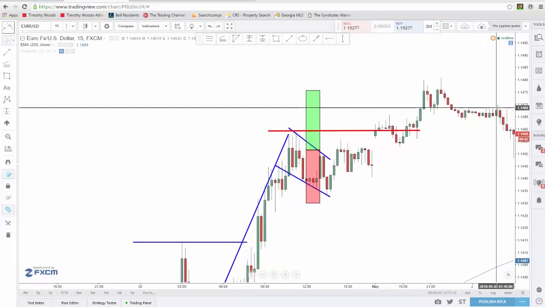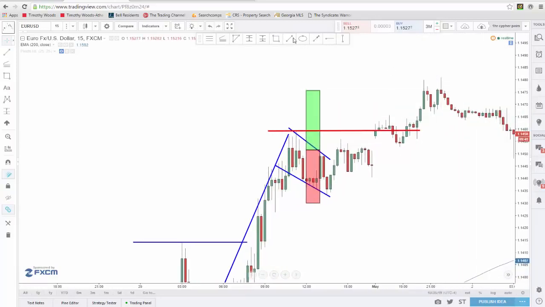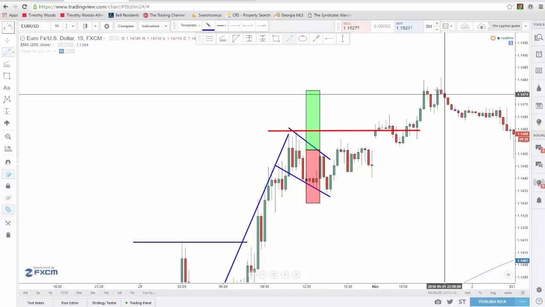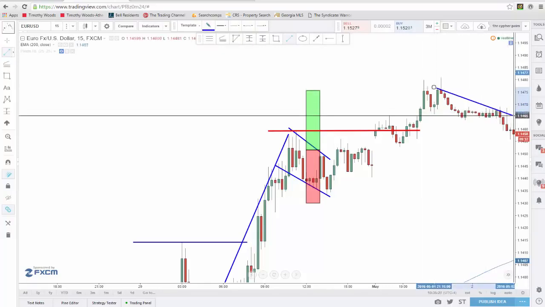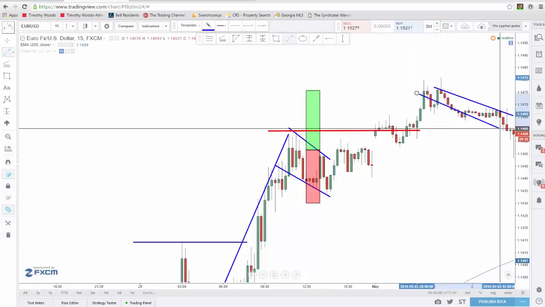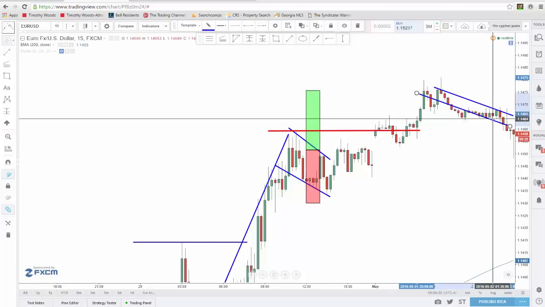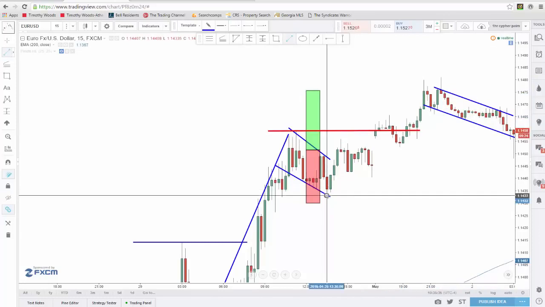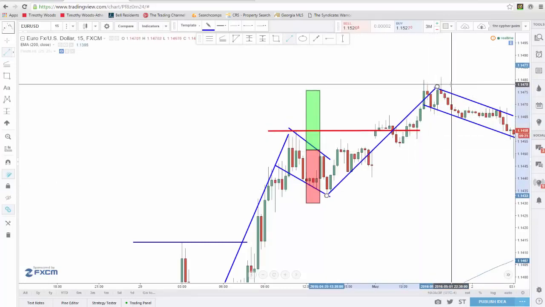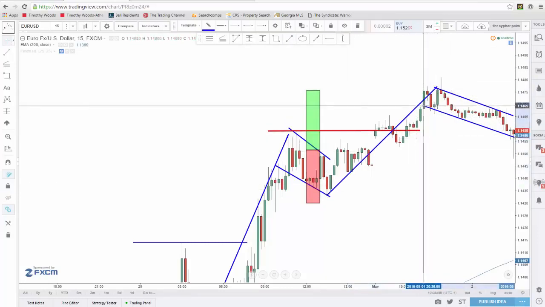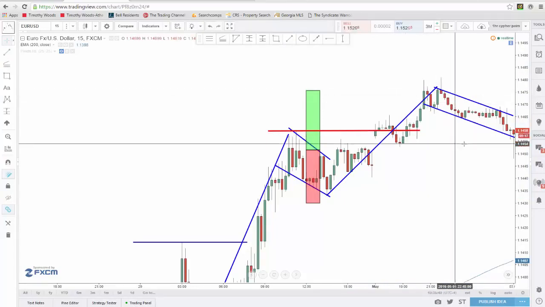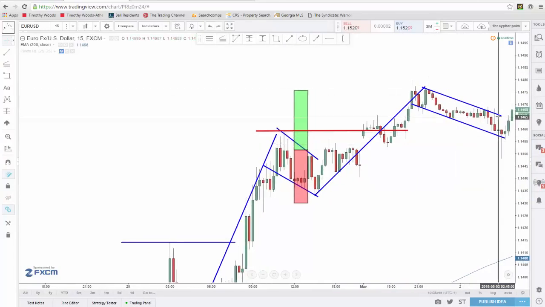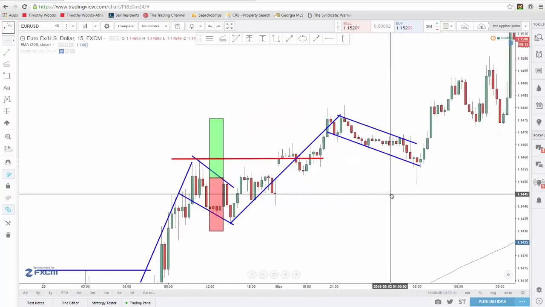There's another resistance level here. From here, now we can pull a flag pattern from resistance to resistance. And the pole would be from here. Not that it really matters, but that's just how I've decided to draw these flag patterns out for you guys. Waiting for the break above, we got it.